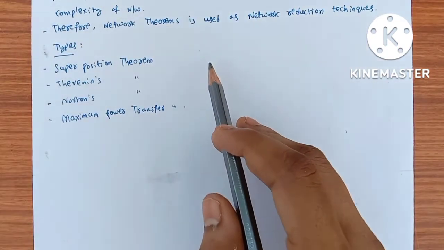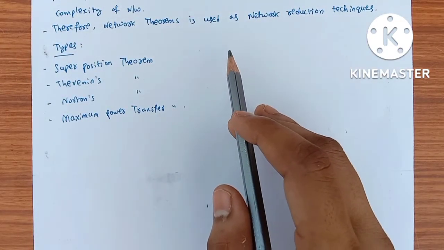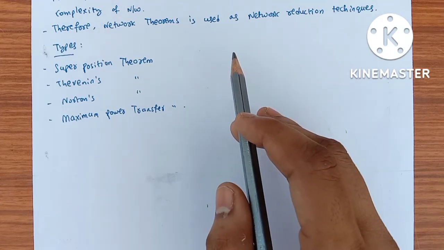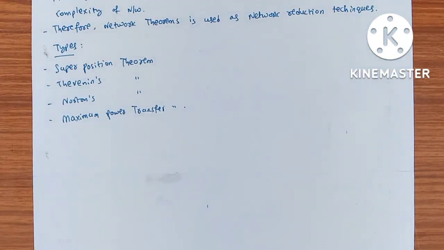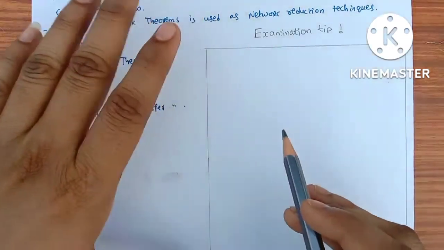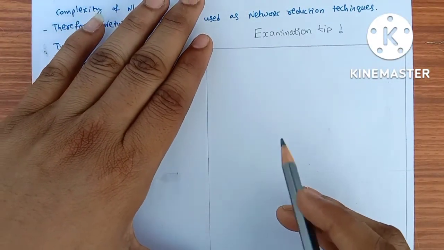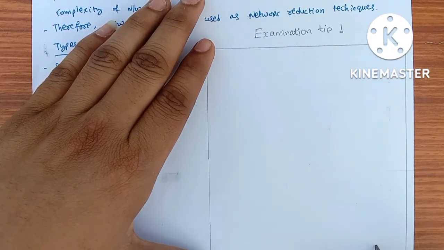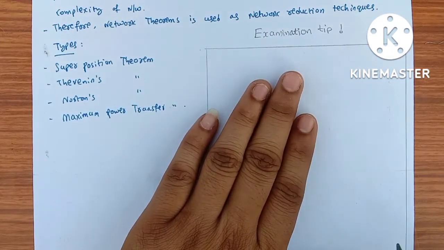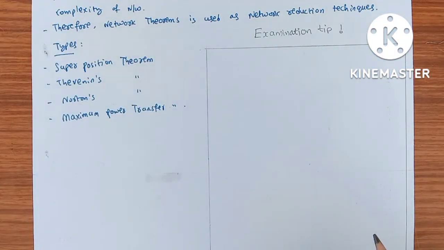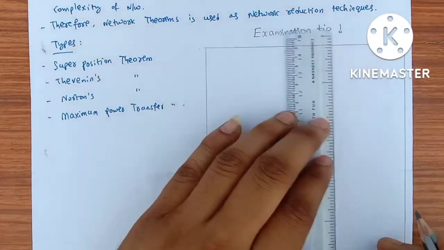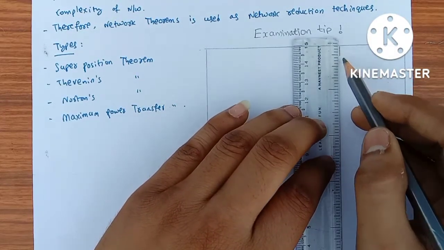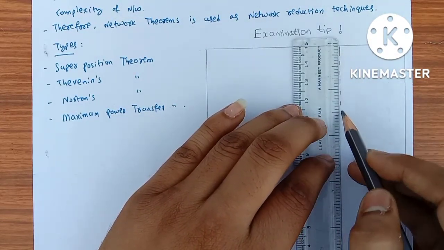If you're writing college exams or board exams, then my examination tip from my side is: assume this is your booklet paper, a single paper of one side. Then you should draw a dotted line or a line on the exam paper, like this.